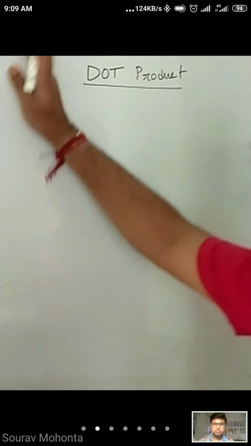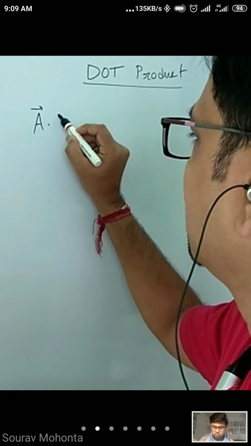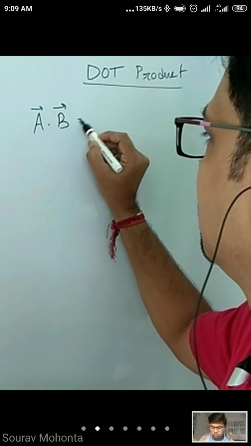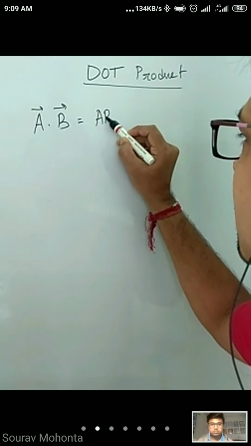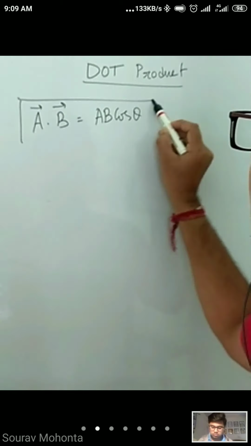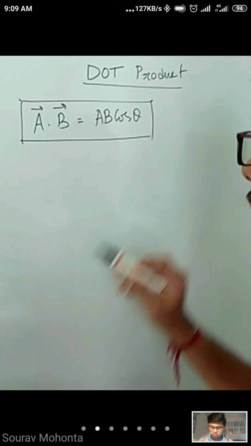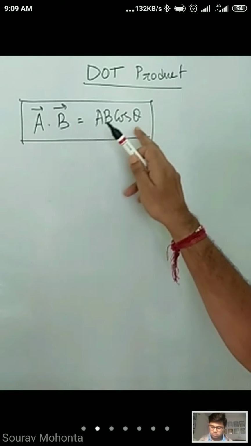The product of two vector quantities which will ultimately give you a scalar quantity is called a dot product. Suppose A vector dot B vector will be equal to a scalar quantity, that is AB cos theta. That is called the dot product. That means the product of two vector quantities will give you a scalar quantity. Why is it a scalar quantity?